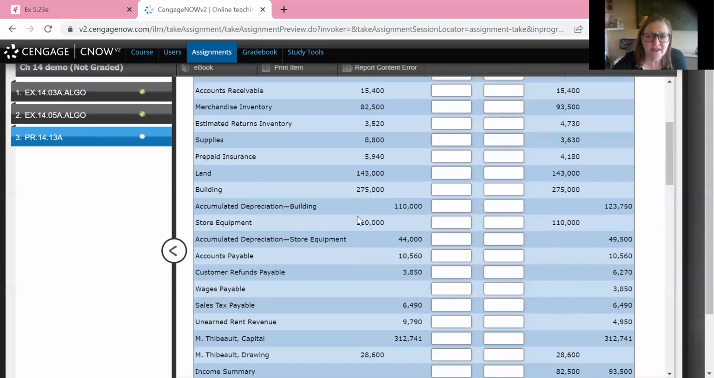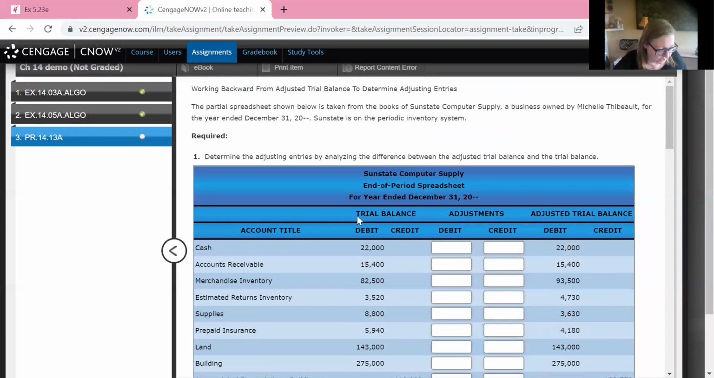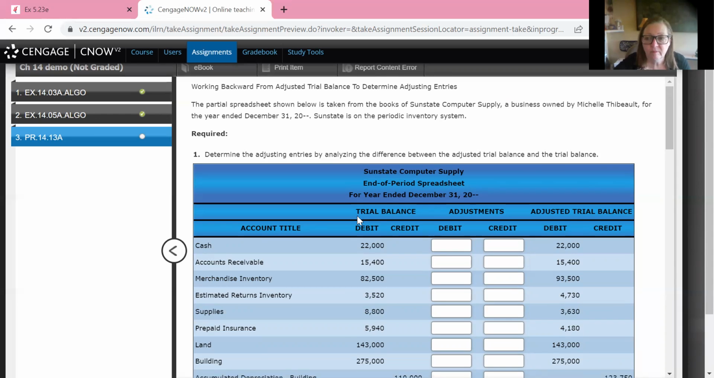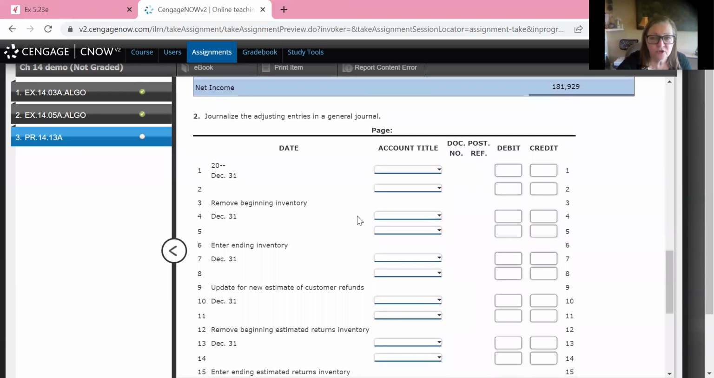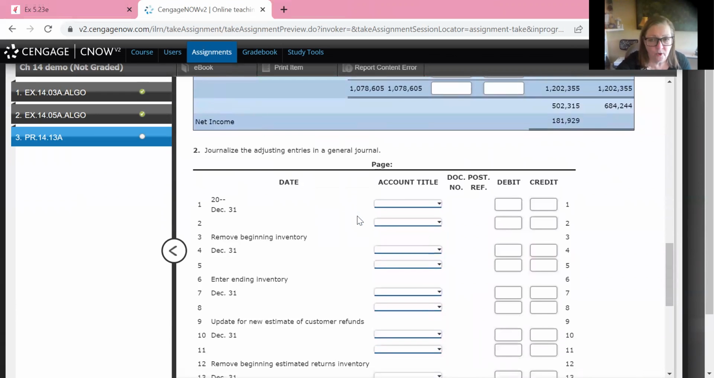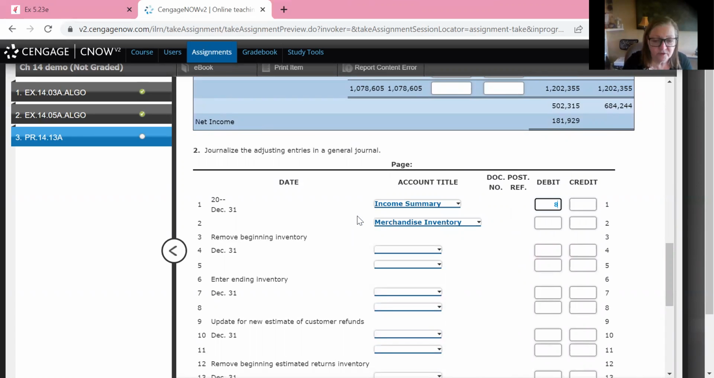So what they did is they looked at each of these and said, well, which ones are different? Okay, so the first thing they did is they want us to make the journal entries to match what just happened on December 31st. So let's see. They started with the income summary. And so for income summary, they made these entries. So you just watch what I'm doing and you'll see it's going to work out the same way. The first thing they did was they debited income summary and they credited the merchandise inventory account for $82,500.